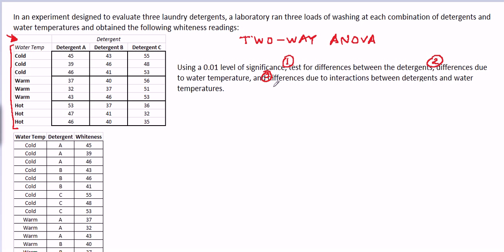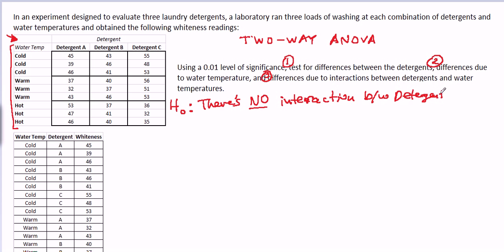First thing I would suggest is to start with the interaction test before you jump into any of the individual factors. Work on the interaction. So remember, the null hypothesis for the interaction hypothesis test is that there's no interaction between what? Between, in this case, factor A and factor B, which are detergent and temperature, water temperature, okay?